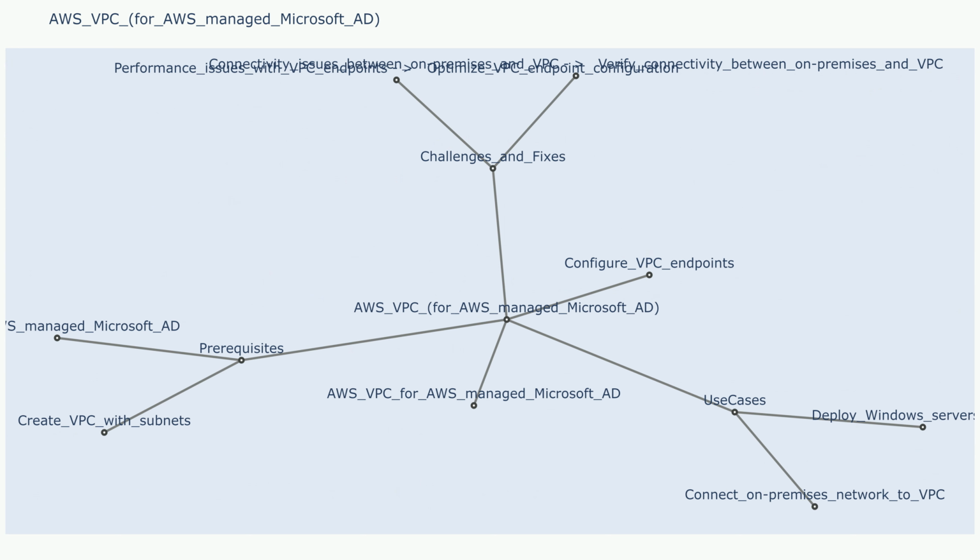Performance issues with VPC endpoints. Optimize VPC endpoint configuration. You can optimize the VPC endpoint configuration to improve performance. For example, you can use a dedicated endpoint for each service, or you can use a private endpoint for sensitive services.